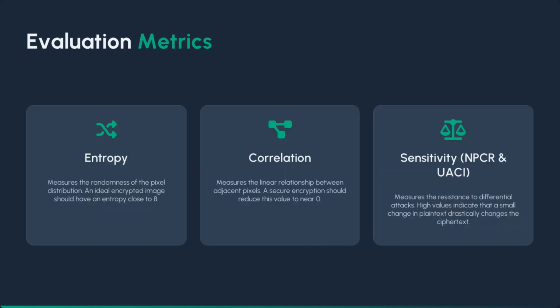To prove our system works, we didn't just look at the pictures, we measured the math. We used a standard iris dataset and applied 3 key metrics. Entropy measures randomness. An image that is perfectly random has an entropy of 8. Our system achieves values very close to this ideal. Correlation: we want the relationship between pixels to be 0. This means knowing one pixel tells you absolutely nothing about the next. Sensitivity, NPCR and UACI. These are complex acronyms that essentially mean if I change one single pixel in the original image, does the entire encrypted image change? The answer for our system is yes, which prevents differential attacks.